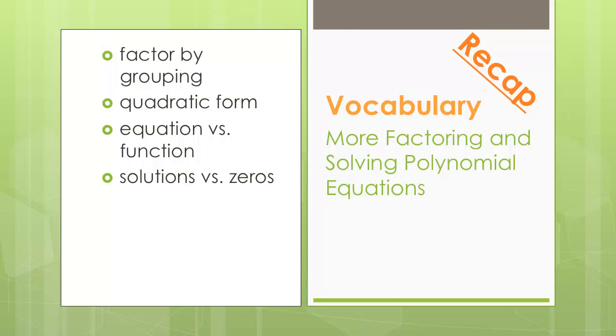So factor by grouping is the proper name for what we've been doing with the box. Or if you do the horizontal method, same thing. Quadratic form: that first thing can just be anything squared. The middle variable just has to be that same thing that got squared.